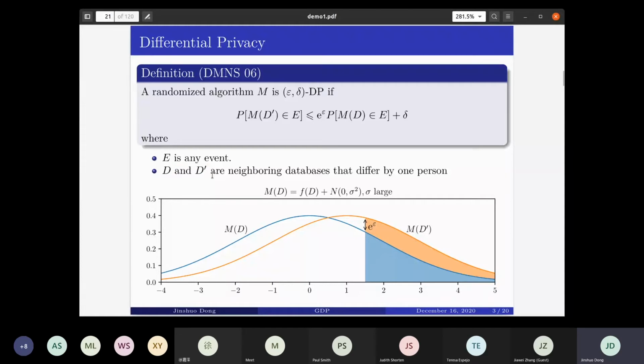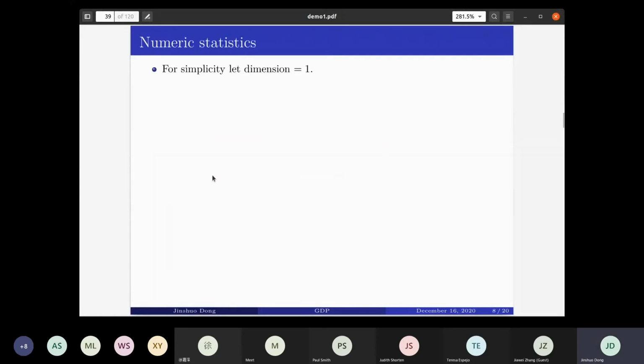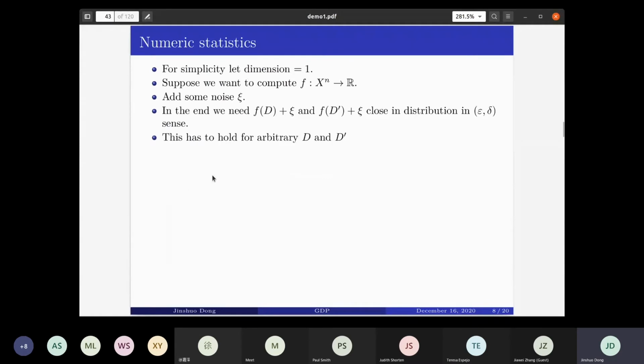So we try to protect all possible scenarios. Whether it is Joe Biden or Donald Trump or me, there's a quantifier in front of D and D'. This has to hold for arbitrary D and D'. So why do we add noise? The noise needs to mask the signal, f(D) minus f(D'). Otherwise, if c is significantly smaller than this, then it's very easy to tell apart whether it was f(D') or f(D).